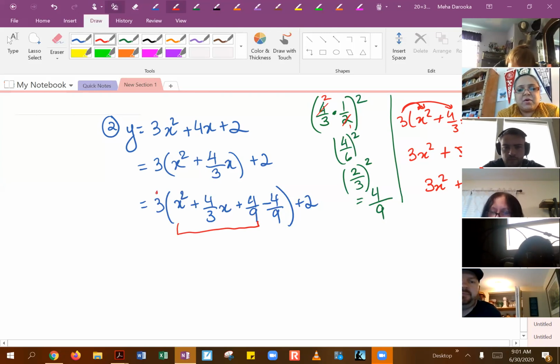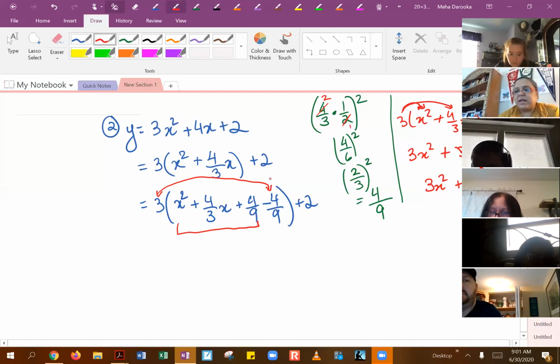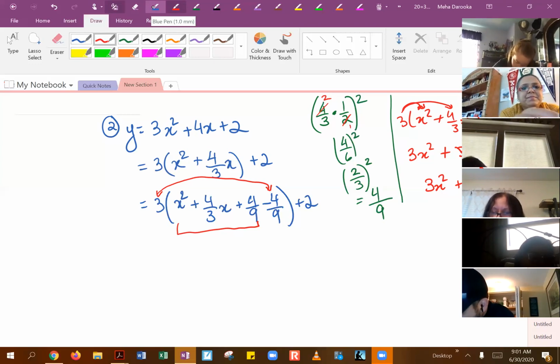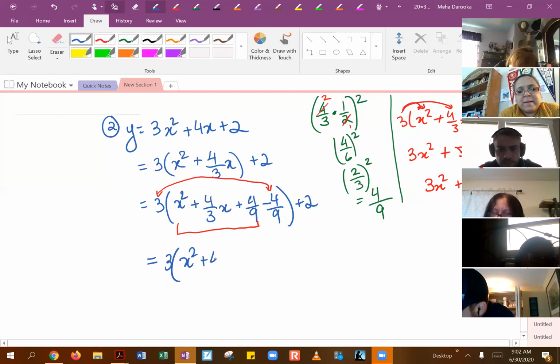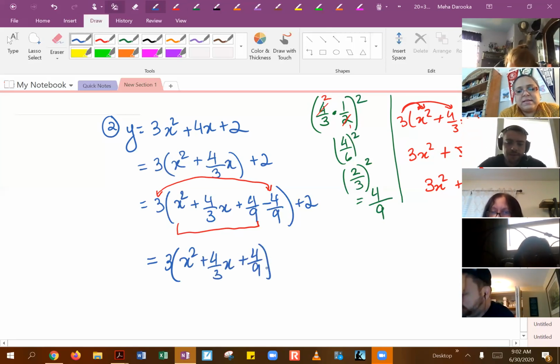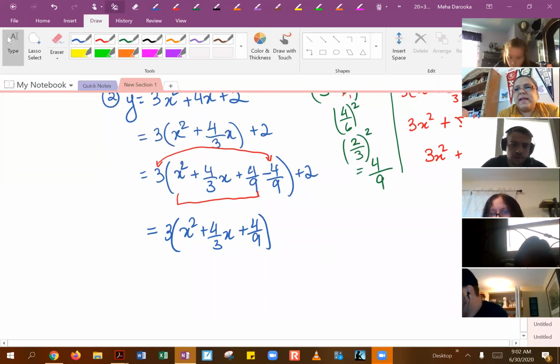So just like we did before, to remove that negative 4/9, we'll go ahead and multiply the 3 with the negative 4/9 and bring it outside of our parentheses. So we should be left behind with 3 and then inside the parentheses x squared plus 4/3 x plus 4/9. And then of course we'll need to bring 3 times negative 4/9. What will that give us?